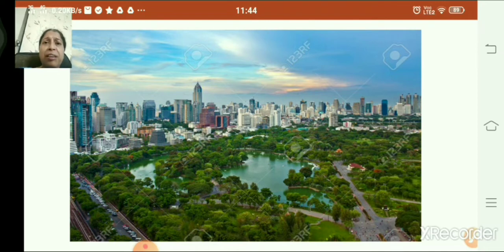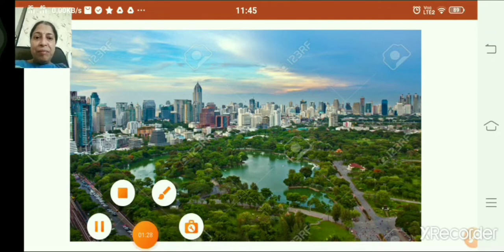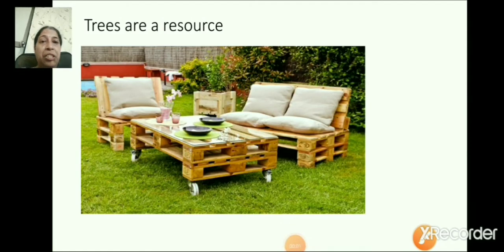So children, what is a resource? Everything which is available in our environment and which can be used to satisfy our needs is a resource. For example, children, we use different kinds of furniture, isn't it? Furnitures are made of, yes, wood. Very good.